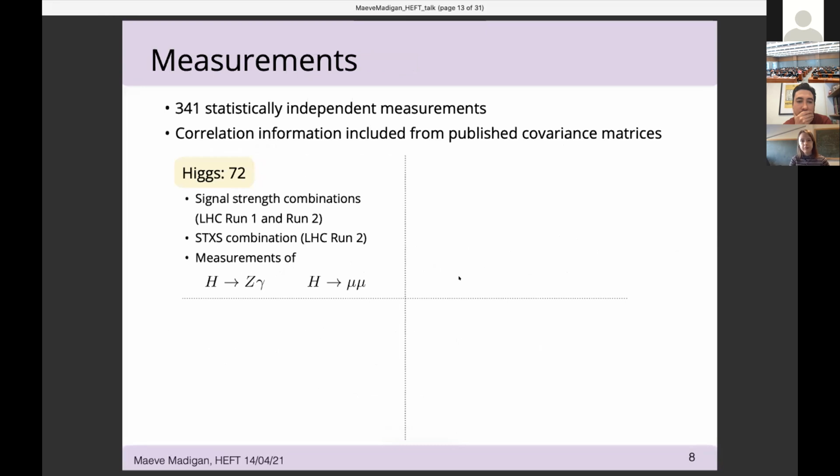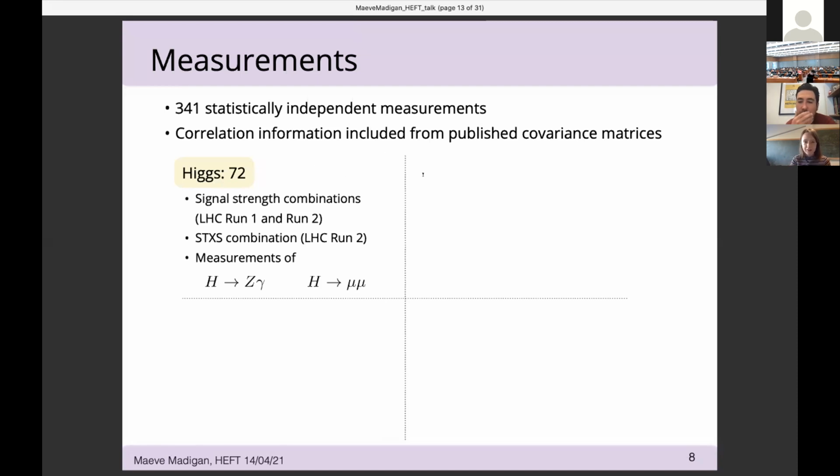Okay, so on the side of measurements, I mentioned that we have these four categories. There's Higgs, top, Diboson, and Electroweak. They comprise a total of 341 statistically independent measurements. We make sure to avoid choosing any statistically overlapping measurements, and we include all the correlation information we can from the different published covariance matrices.